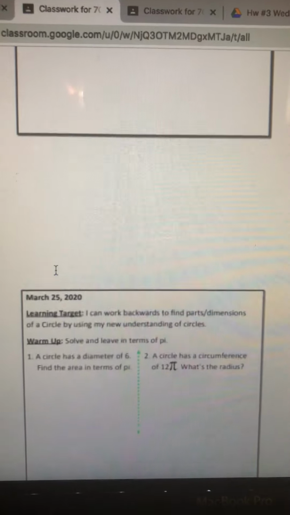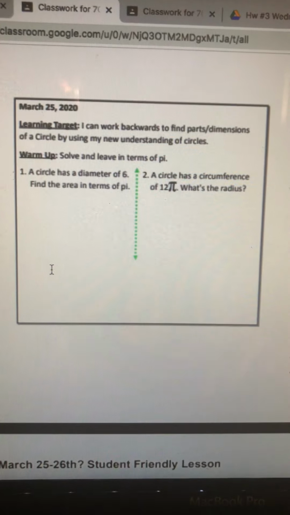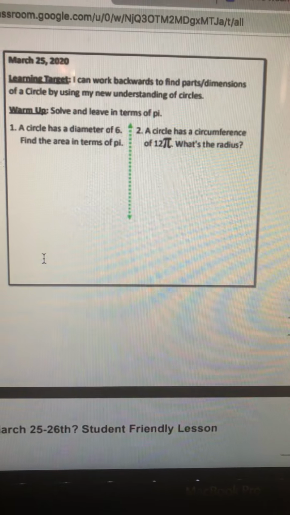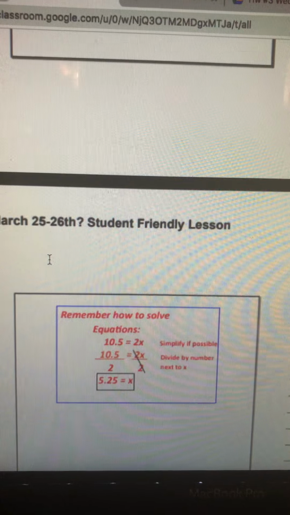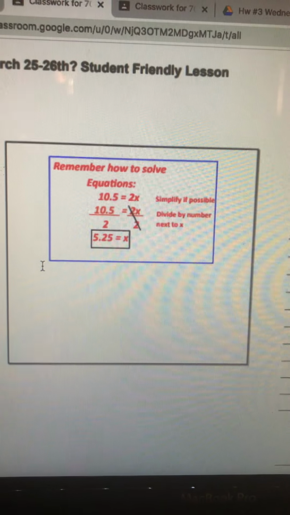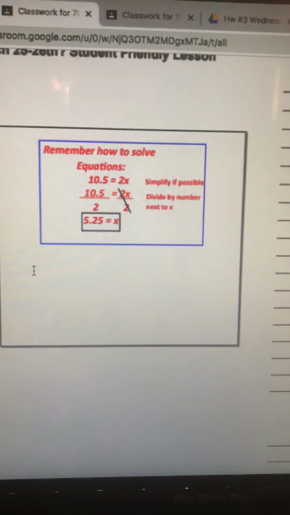Okay, so if you do decide to do the extension, there is a third warm up. Congratulations if you do that, that's amazing, because you guys have been working so hard today.